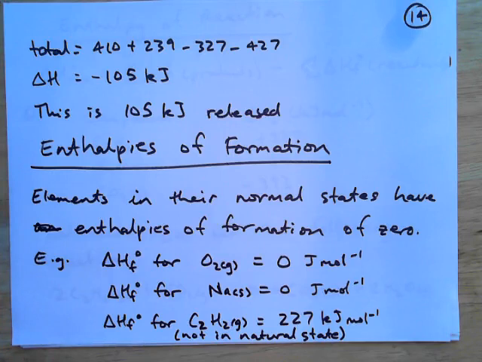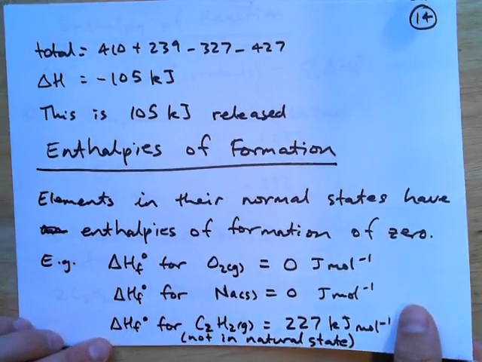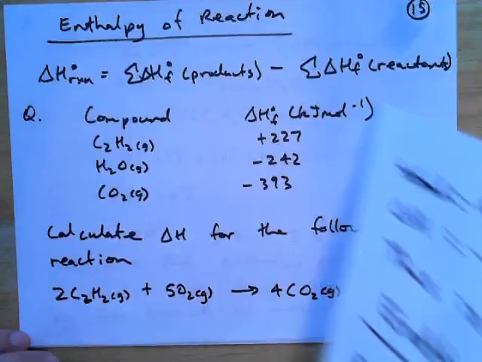And so this compound here, C2H2, which is acetylene, is not in its standard state. The standard state would be carbon solid and hydrogen gas, for instance. But the molecule itself isn't in a standard state. You have to have elements on their own. So for this reason, the delta H of formation is going to be some non-zero value. In this case, 227 kilojoules per mole. Again, because it's not in its natural state.